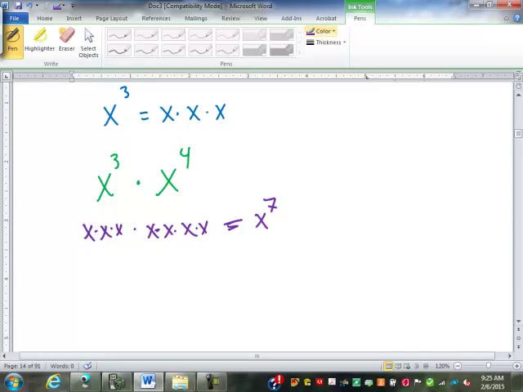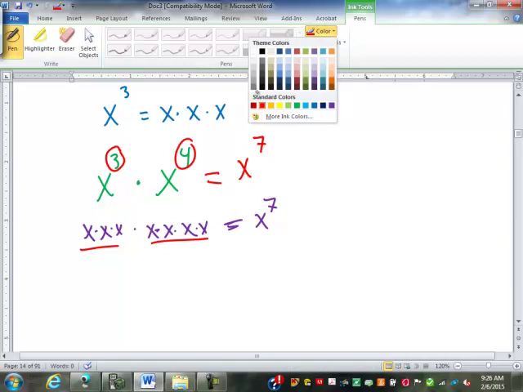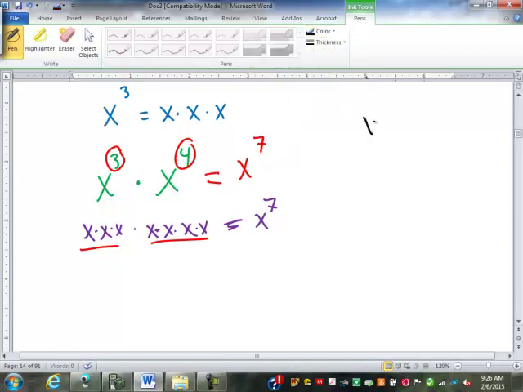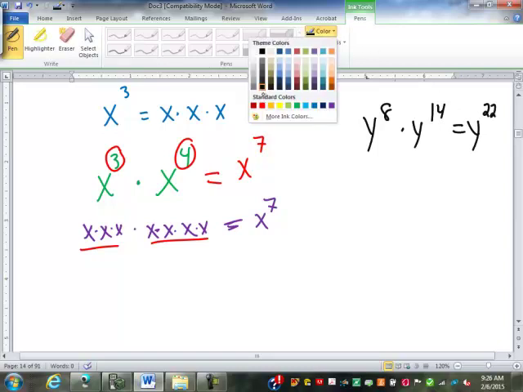If you look at that, you might realize that there's a shortcut for this. Rather than writing this all out, you could have just taken the powers and added them together. 3 plus 4 makes 7 to get x to the seventh. So if I have y to the 8th times y to the 14th, I'm going to get y to the 22nd. Very good.